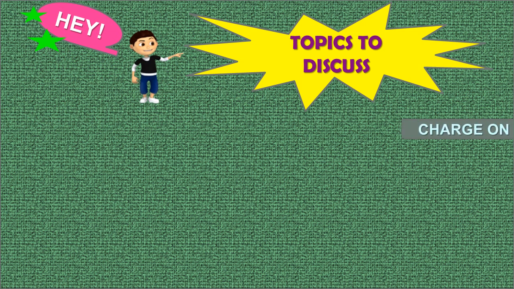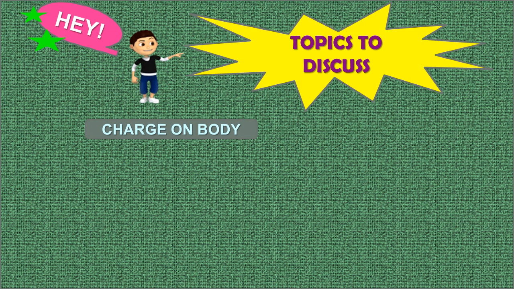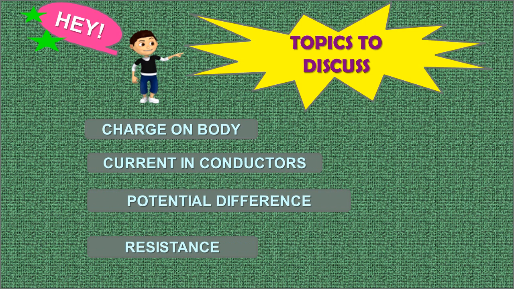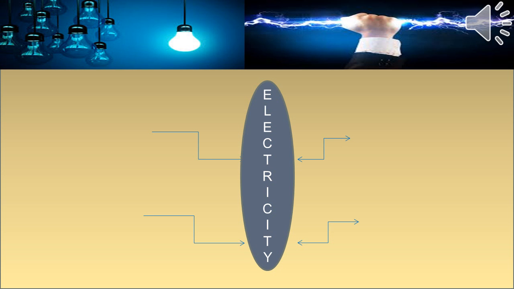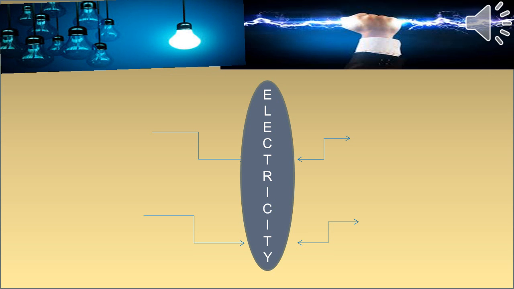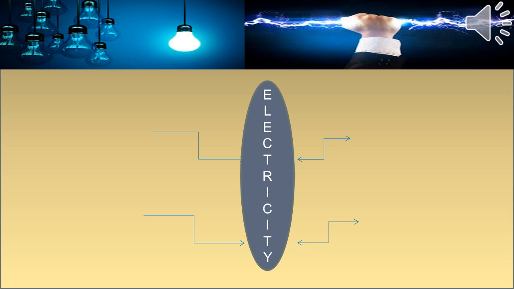Topics to be discussed in this video are: first we discuss charge on body, then current in conductor, then potential difference, and the last is resistance. Electricity is a very common name in our surroundings. We couldn't even breathe without electricity. So here are some common day-to-day life examples of electricity.